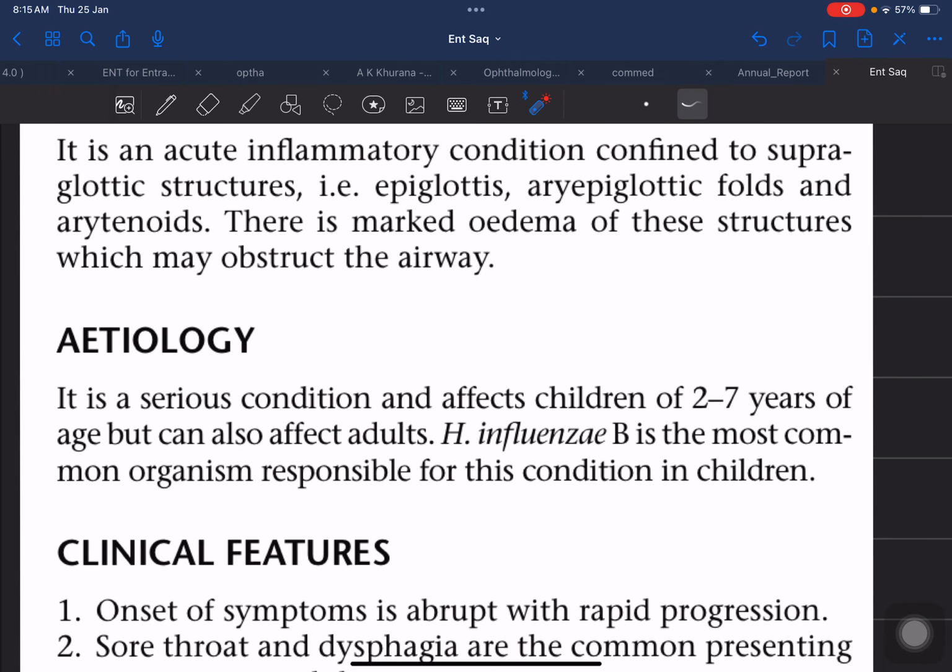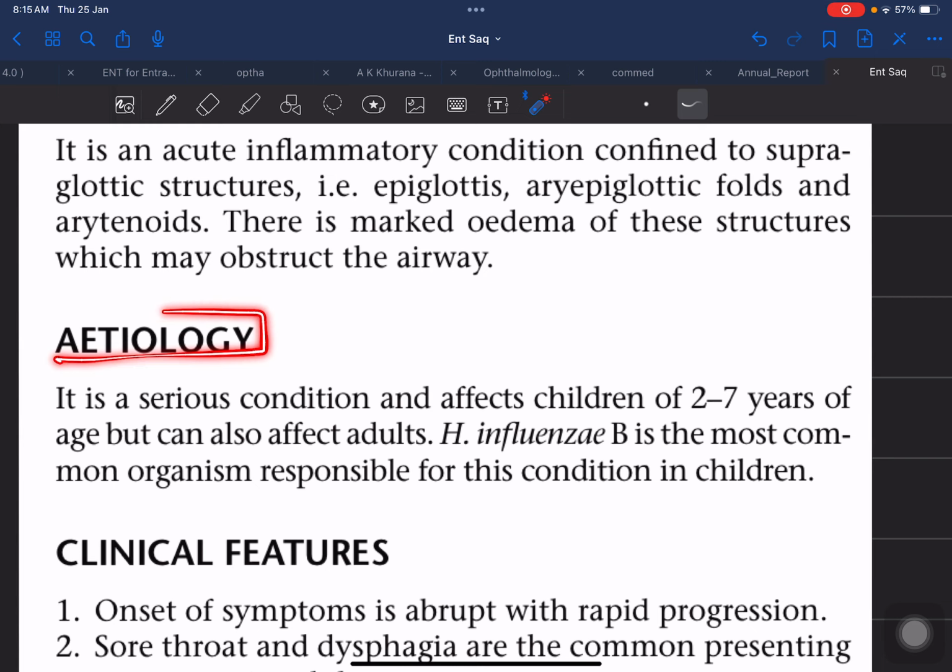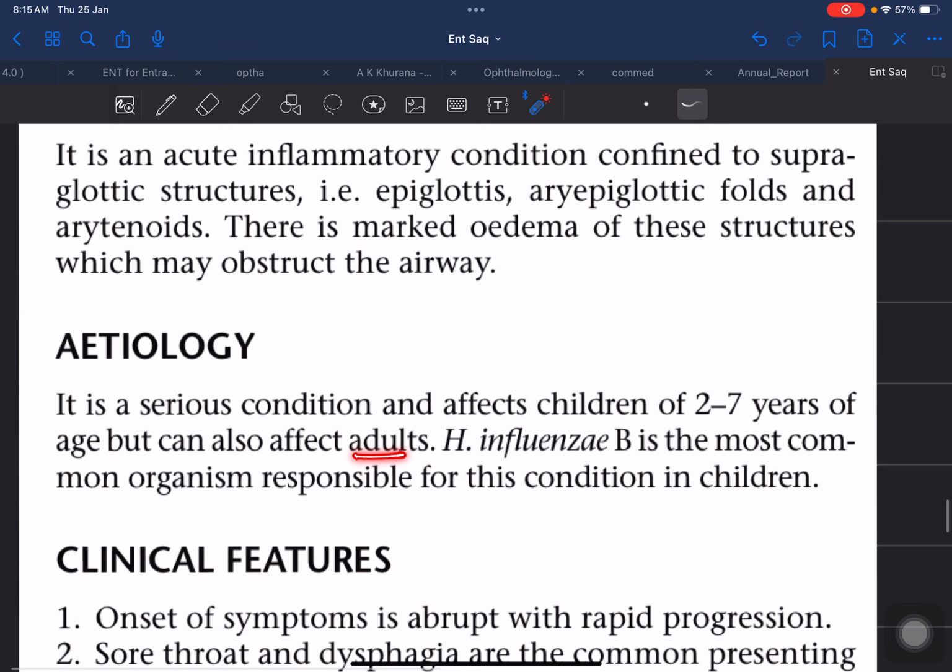Now what is the etiology of acute epiglottitis? Etiology is different in children and in adults. In children, the most common organism responsible is Haemophilus influenzae, especially type B. In adults, there is a broad range of bacteria, viruses, and combined viral and bacterial infection that can cause this condition. It is a serious condition, and it mainly affects children 2 to 7 years of age, and sometimes it affects adults also, as I have already mentioned.